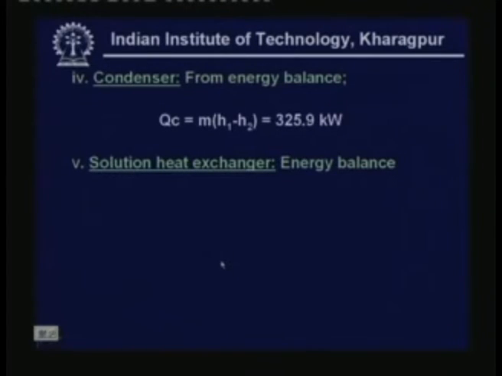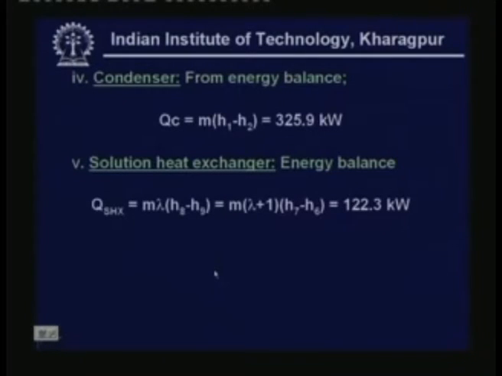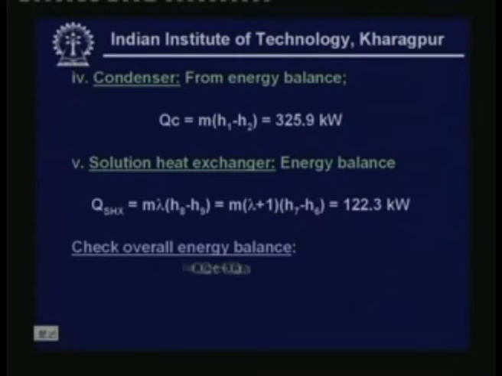From the energy balance across the solution heat exchanger I have just explained, QSHX is equal to energy lost by the strong solution, that is strong solution flow rate, which is equal to refrigerant flow rate into circulation ratio, that is m lambda into H8 minus H9. This should be equal to energy gained by the weak solution, that is m into lambda plus 1 into H7 minus H6. Since everything is known to us, we can substitute these values and you find that heat transfer across the solution heat exchanger is 122.3 kilowatt. And so, we got all the required energy transfer rates across each component. You can check the overall energy balance. What is the overall energy balance?